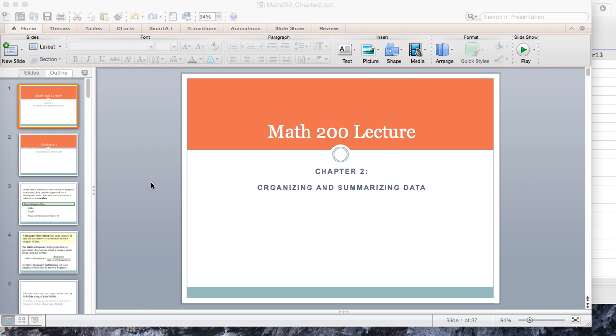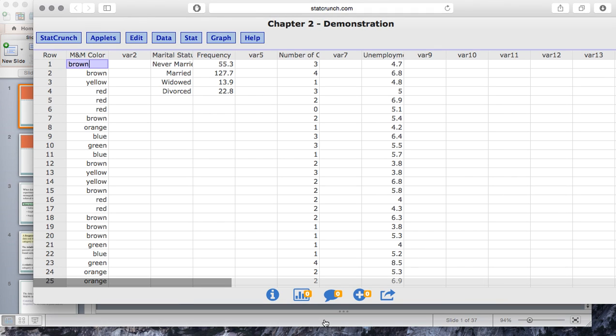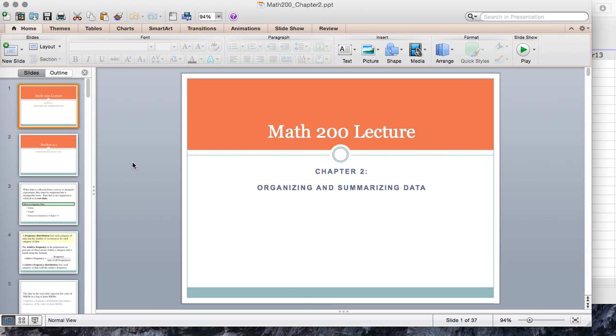We're going to be toggling between StatCrunch and PowerPoint, so I'm just going to leave this kind of small here as I go through some of these things. I already have a bunch of data loaded into StatCrunch, as you can see, but I'm just going to walk you guys through some of the content for this and then how to actually go about creating some of the graphs that we're going to create for this chapter.